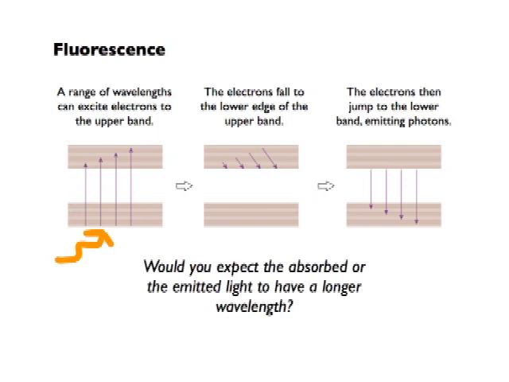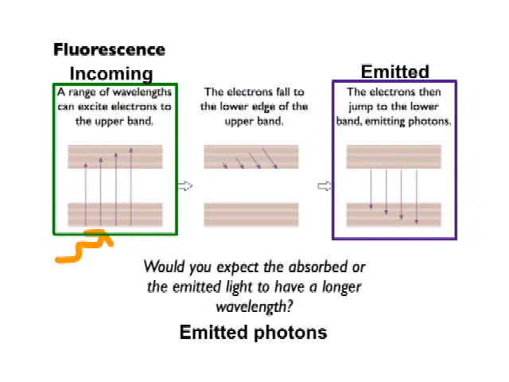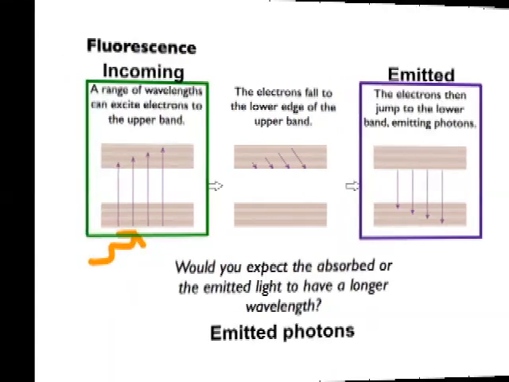Now, think about the energies here, okay? How much energy did it take to make this happen? Then how much energy do you get back when this happens? Which is greater, the energy of the incoming photons or the energy of the emitted photons? Incoming photons have higher energies. So which has a longer wavelength, the incoming photons or the emitted photons? The emitted photons will have a longer wavelength because they're making a smaller energy jump.